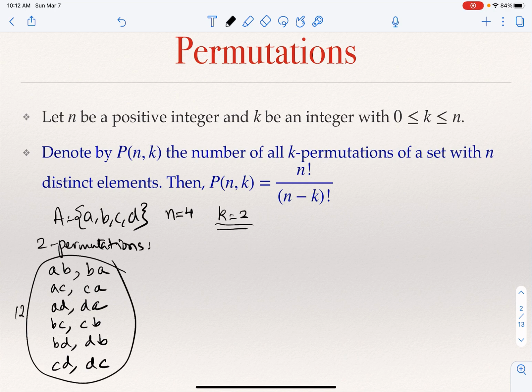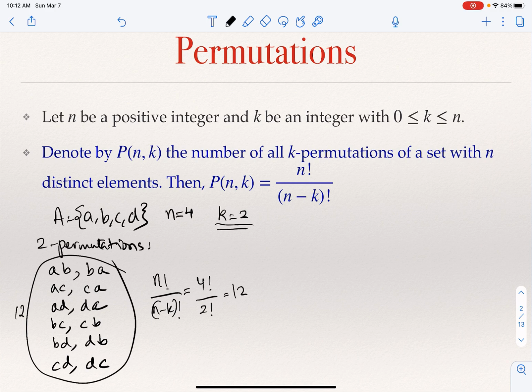The formula written on the slide tells me that this number is also n factorial divided by (n minus k) factorial. Indeed, this is 4 factorial divided by (4 minus 2) factorial, which is 4 factorial divided by 2 factorial. This is 12, right? 4 factorial is 24, 2 factorial is 2, so this is 12. The question is, where did this formula come from? This came from the product and division rules.